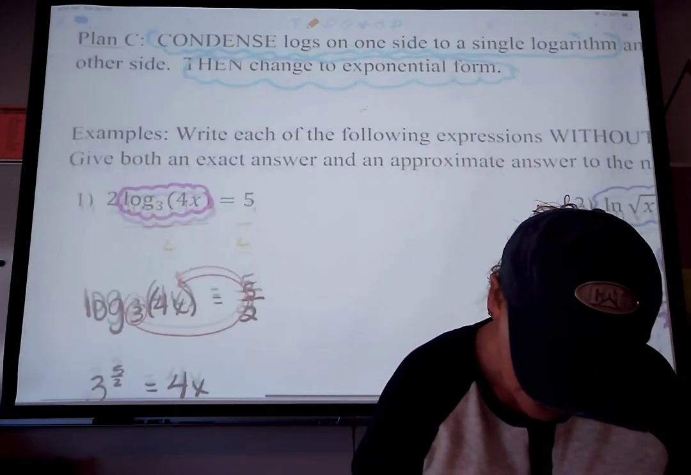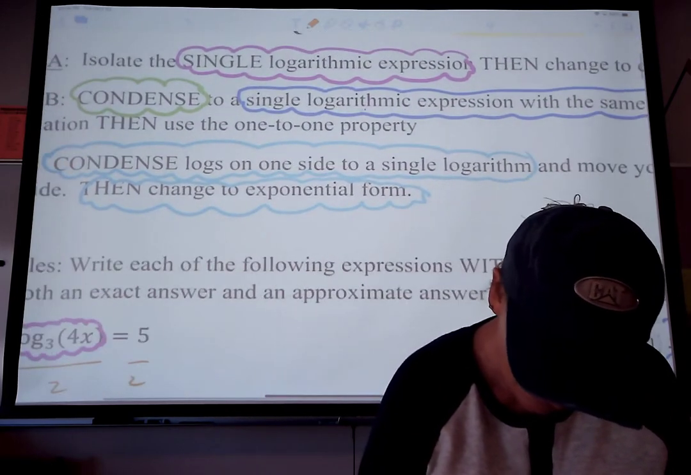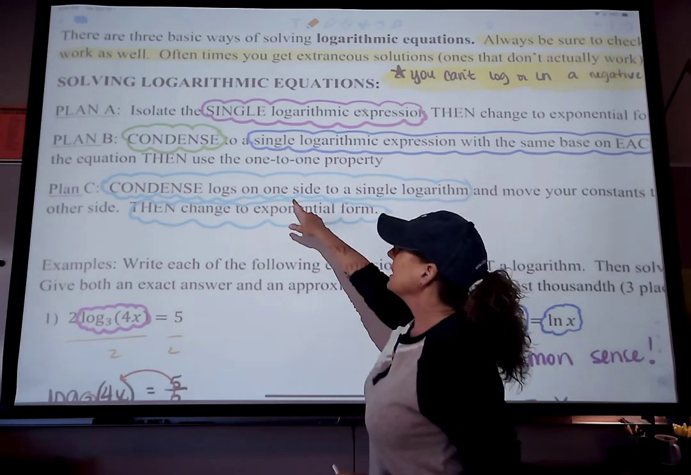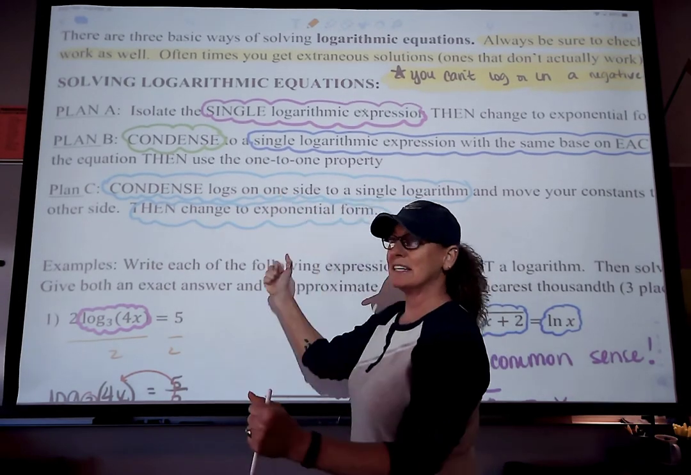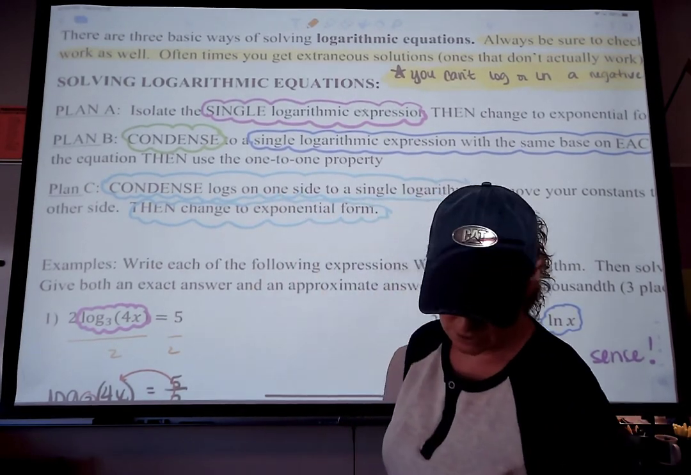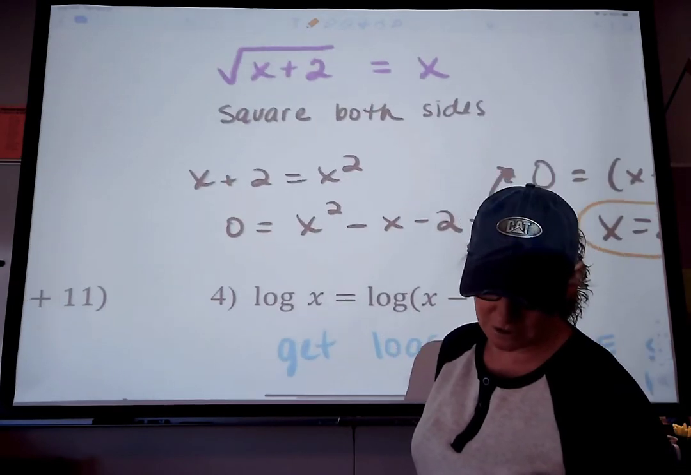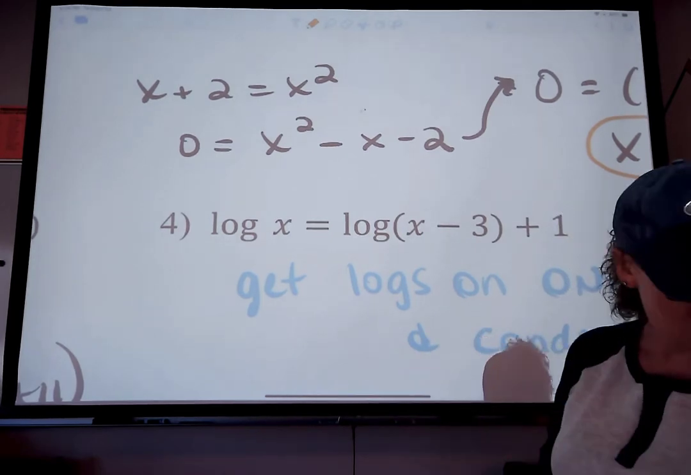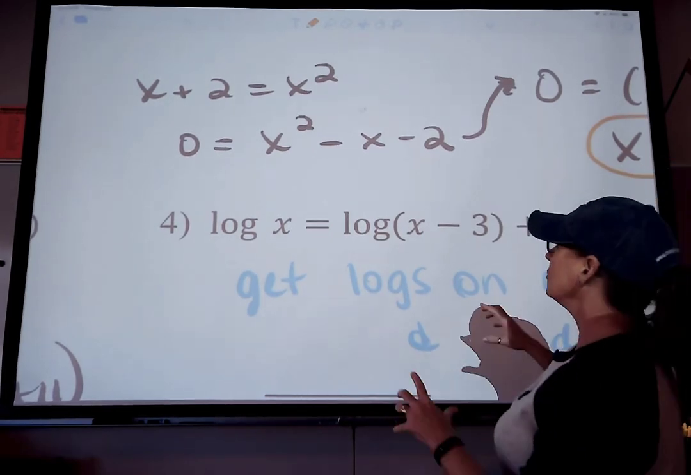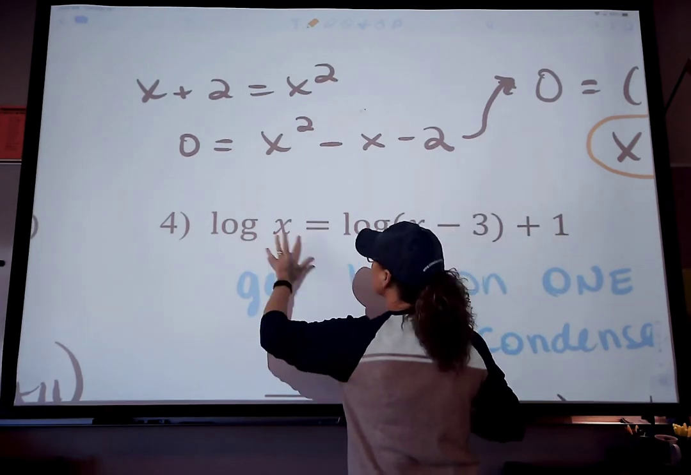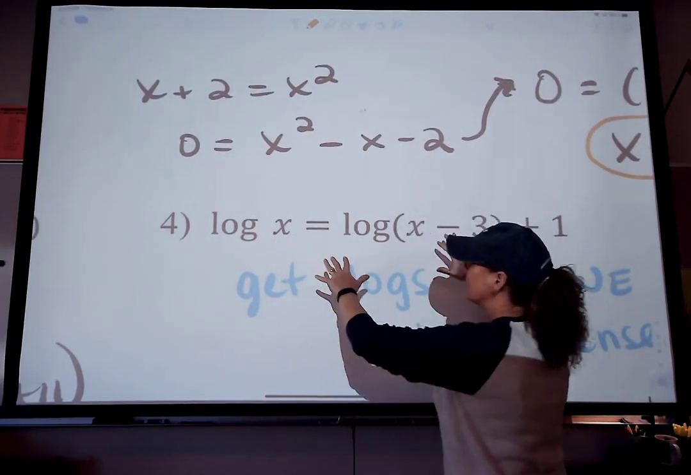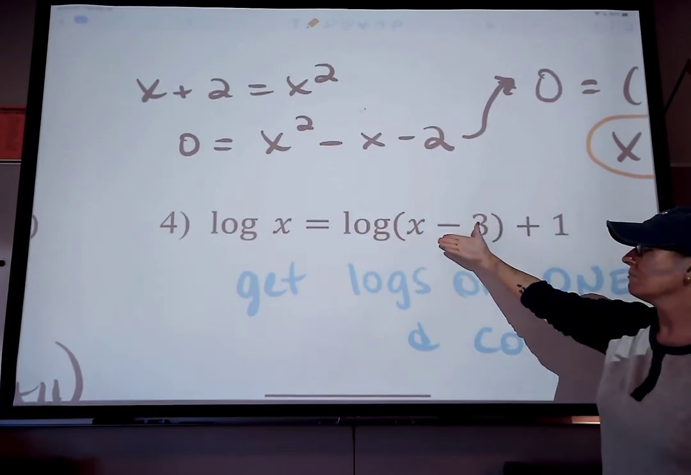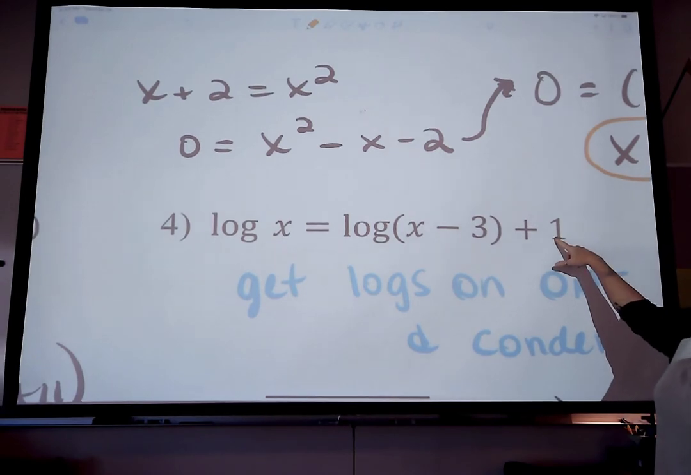Okay, and then plan C. Plan C: you may have to get all your logs to one side and then condense them. So check out number 4. First of all, let me point out, there is no common sense usage on number 4. You can't say, oh look, that says log of this, that says log of this, these two must be the same. No, because look what's on this side of the equation. It's not just a logarithm. That's throwing things off.